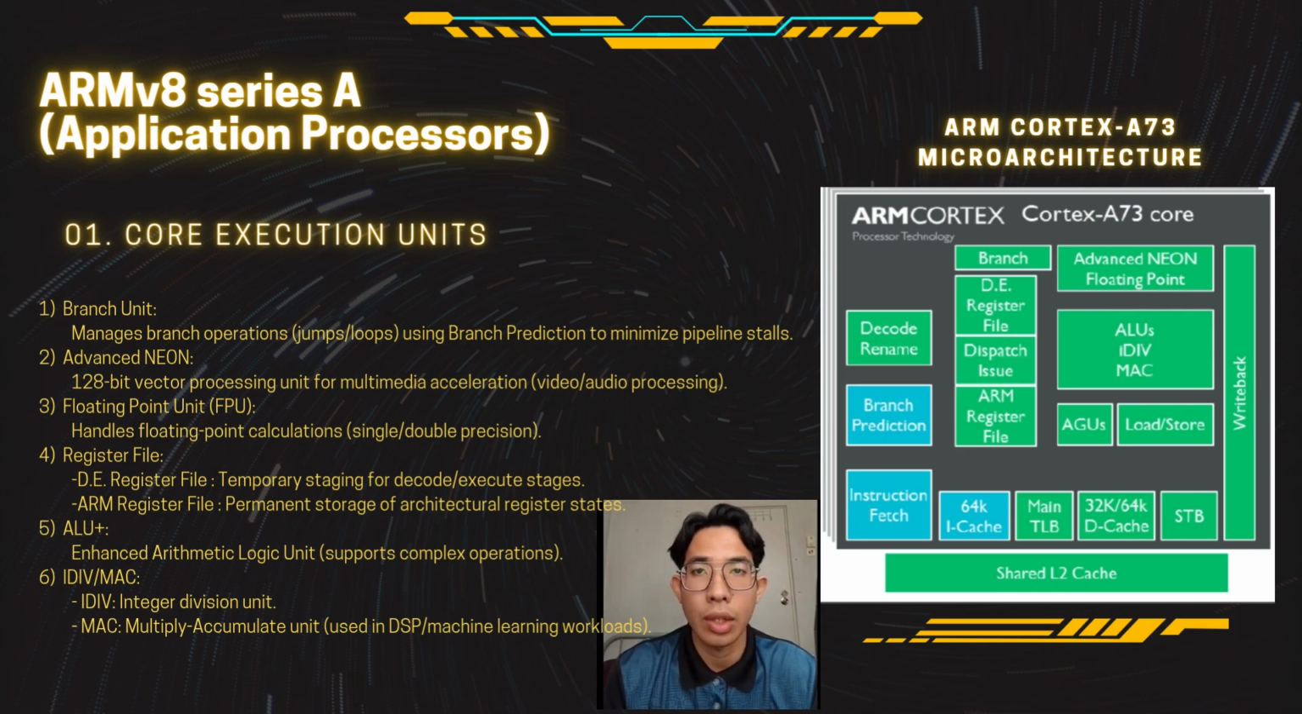Advanced NEON: a 128-bit vector processing unit for multimedia acceleration for video and audio. Floating point unit, FPU, handles floating point calculation. To make it simple, FPU handles precise math for graphics and AI. Register file: the rename register file is temporary storage for records and execution state. The ARM register file is permanent storage of architectural register state.